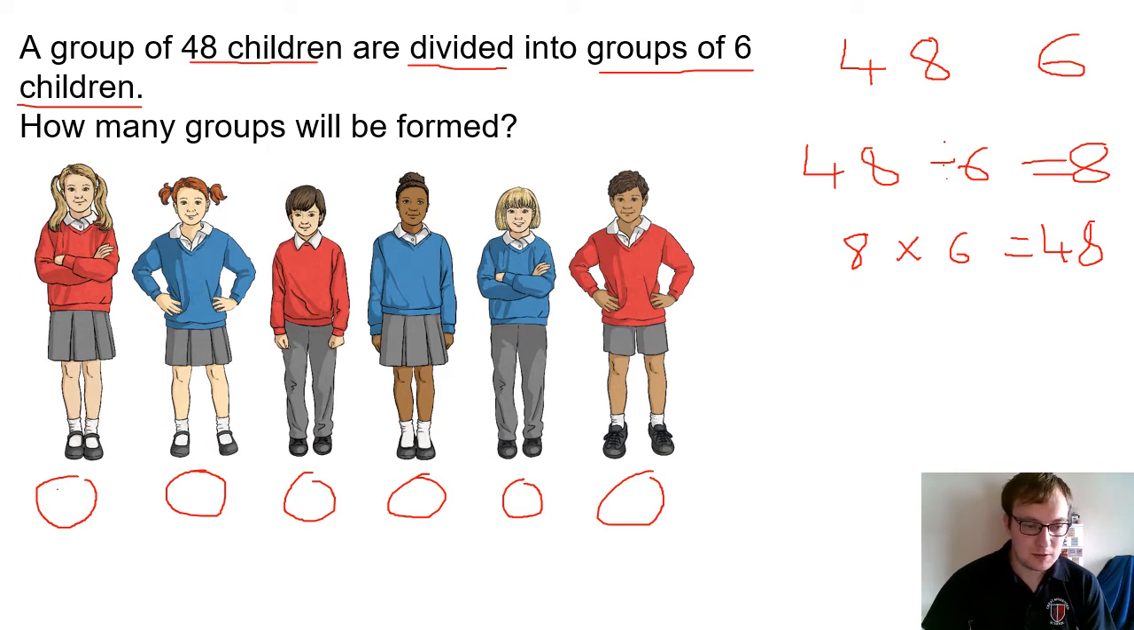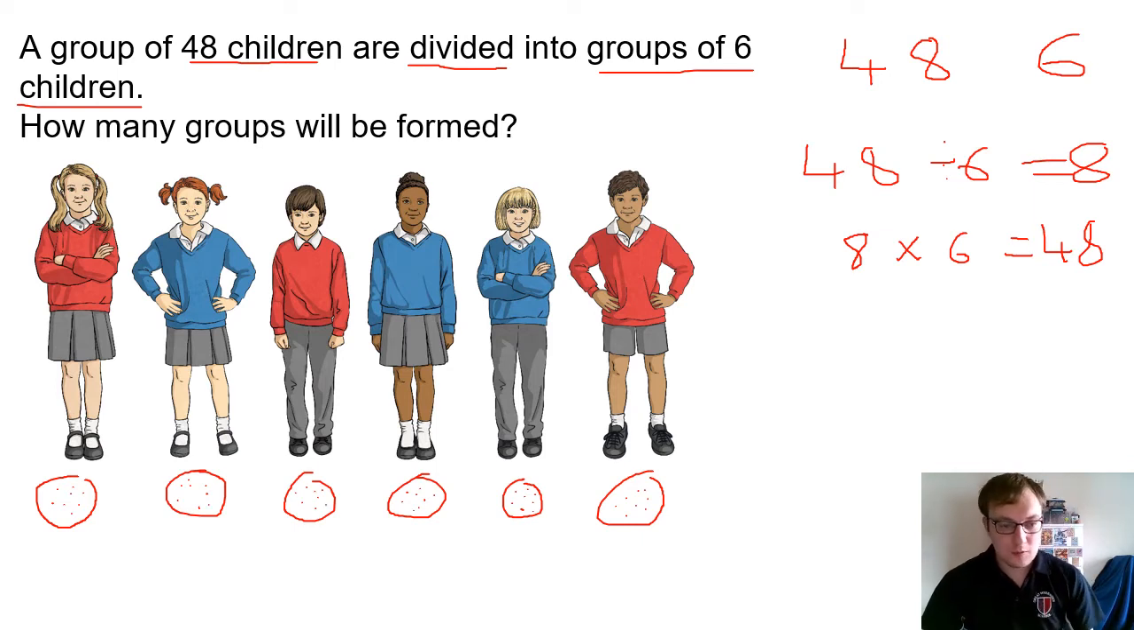So we're going to do 1, 2, 3, 4, 5, 6, 7, 8, 9, 10, 11, 12, 13, 14, 15, 16, 17, 18, 19, 20, 21, 22, 23, 24, 25, 26, 27, 28, 29, 30, 31, 32, 33, 34, 35, 36, 37, 38, 39, 40, 41, 42, 43, 44, 45, 46, 47, 48.